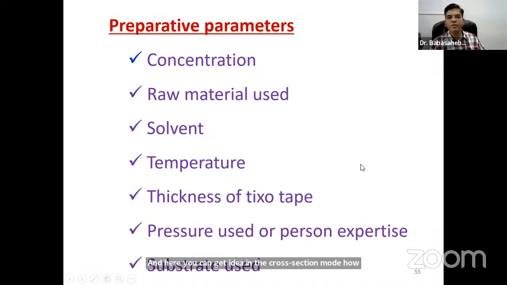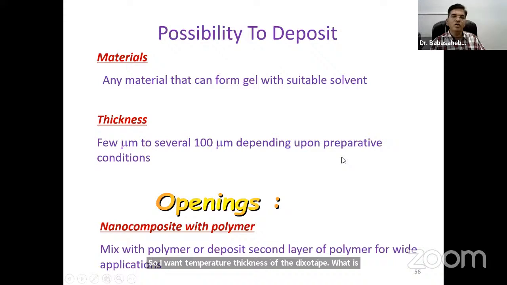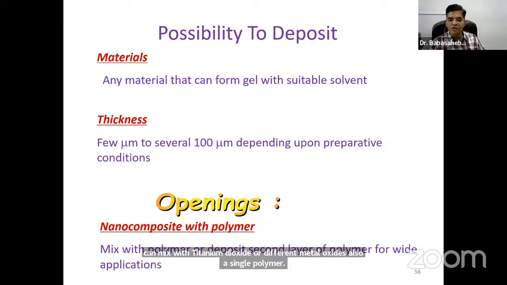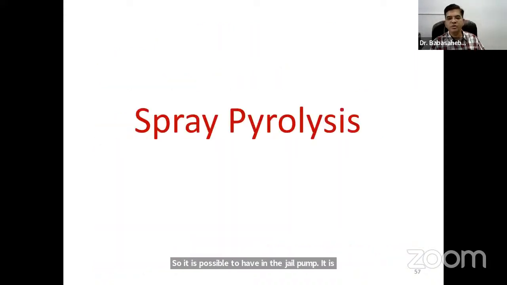What are the preparatory parameters inside this one? Yes, the concentration, type of the raw material used, solvent, temperature, thickness of the Tixo tape, type of the pressure, and then substrate used. So any material that can form the gel, it is possible to coat on the substrate surface. Also polymer, you can mix with titanium dioxide or different metal oxides, or a single polymer also, it is possible to have in the gel form and coat on the substrate surface.